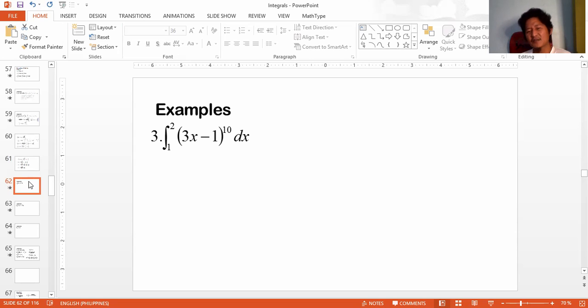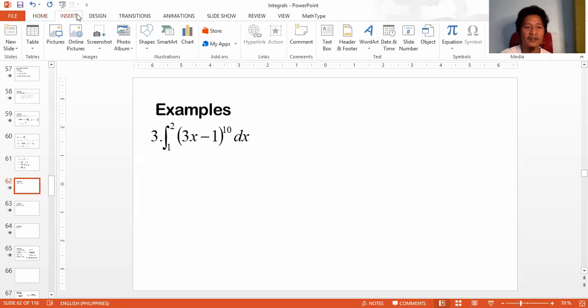So bakit tinawag na substitution method? Kasi basically magsasubstitute tayo, papalitan natin yung previous variable natin with another variable para yung resulting integral ay kaya na nating ma-integrate using your basic integration formula. Tulad nito, notice 3x minus 1 raised to 10 dx. Ang meron lang kasi tayo ay u to the n du. So ang aim natin dito ay gawin natin tong u to the n.